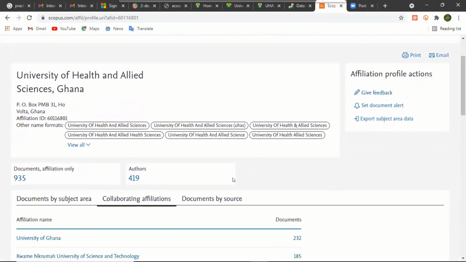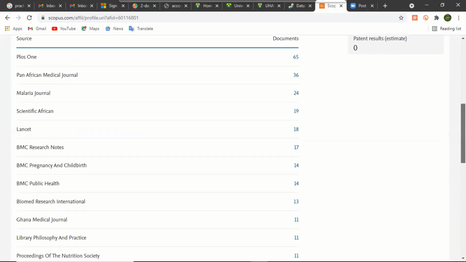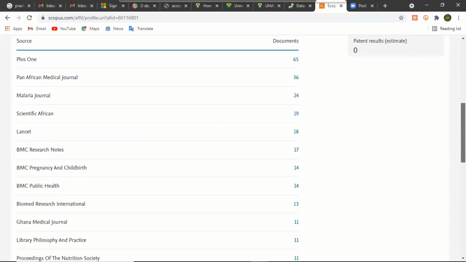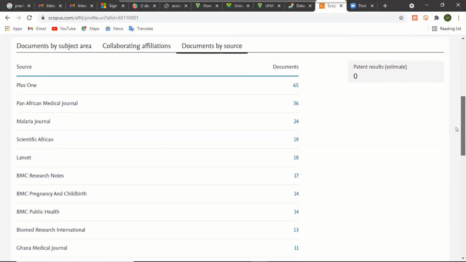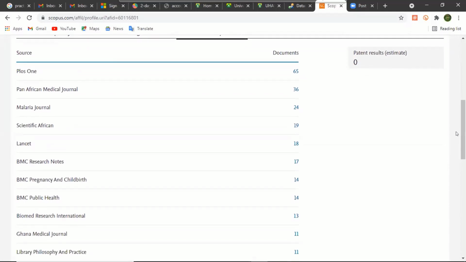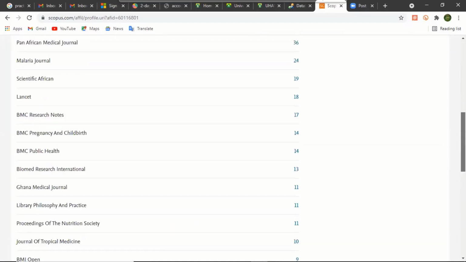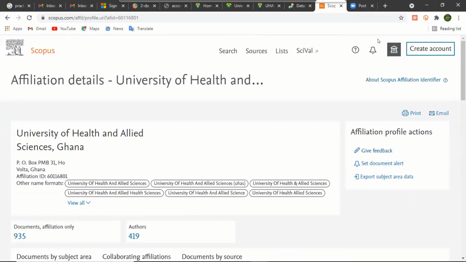Then, of course, document by source. So where are the publishing venues? Okay, again, for those who are looking for where to publish, it is another way of trying to look at where your colleagues at UHAS have been publishing their documents. So you have PLOS ONE, Pan-African Medical Journal, Malaria Journal, Scientific African, Lancet, BMC Research Notes, BMC Pregnancy and Childbirth. So this is another way of quickly looking at where your colleagues have actually been publishing.